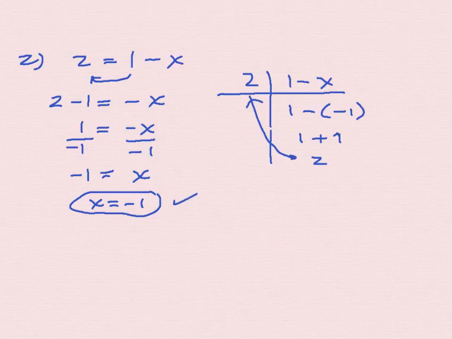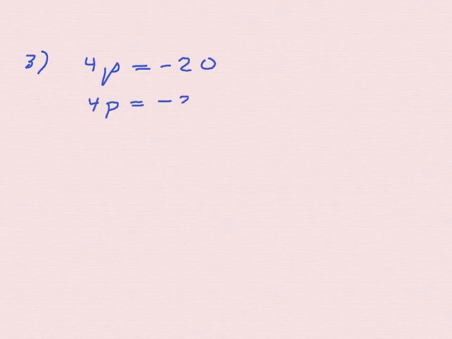Those are a few examples with adding and subtracting to isolate your letter. What if your letter happens to be in a different format and it's multiplied? So say 4p equals minus 20. I recommend that you do not mess with your original question. You always rewrite it.